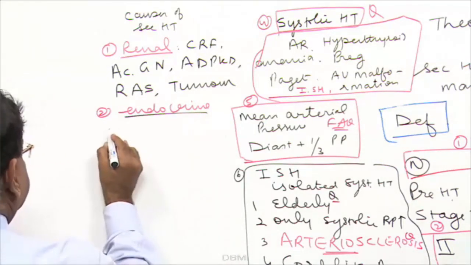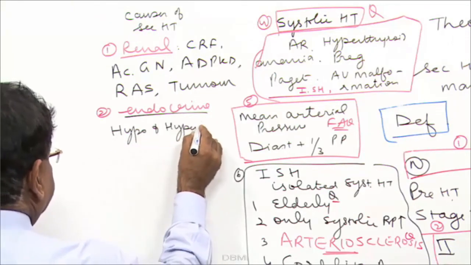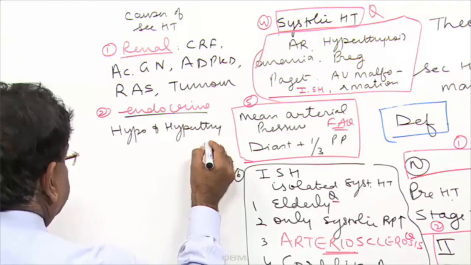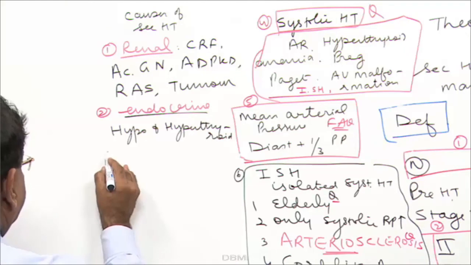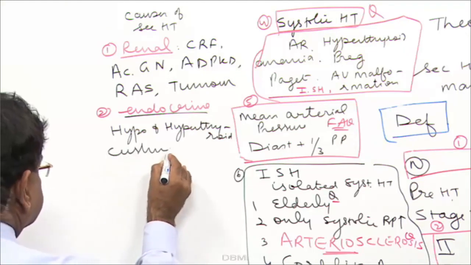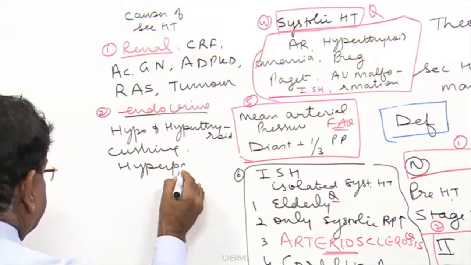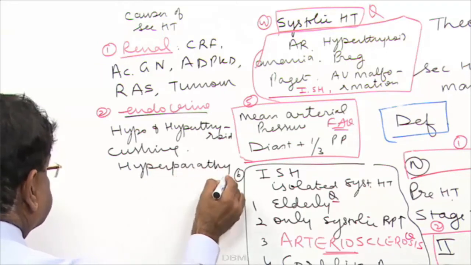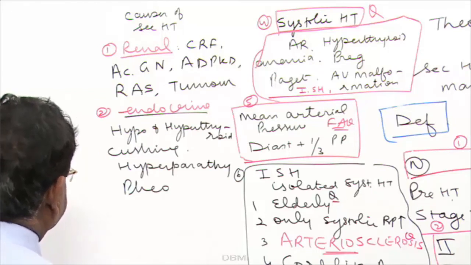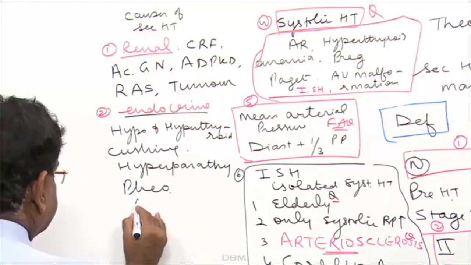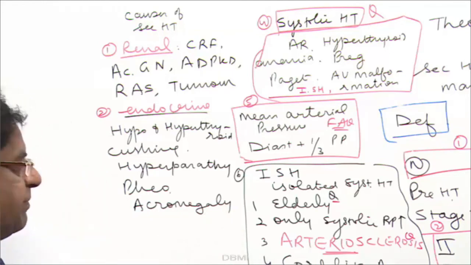Endocrine causes. They include hyper and hypothyroid. They also include Cushing disease. It also includes hyperparathyroid, pheochromocytoma, acromegaly. Okay, in this we have hypertension.